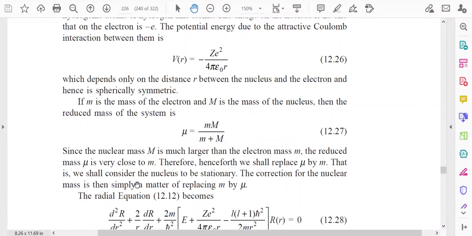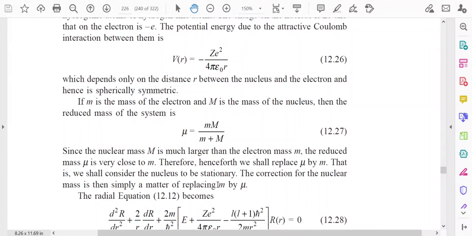That is, we shall consider the nucleus to be stationary. We are considering the nucleus to be stationary, that is why we can consider mu very close to small m. The correction for the nuclear mass is then simply a matter of replacing small m by mu. So if we want to correct that, we have to replace small m by mu.